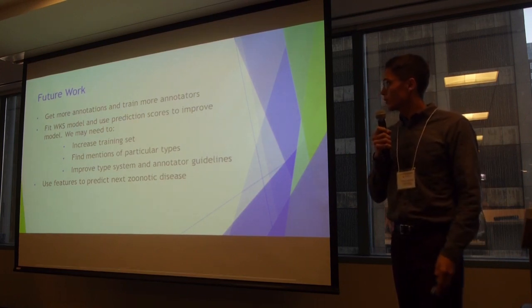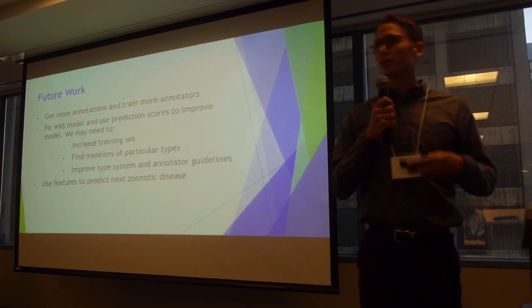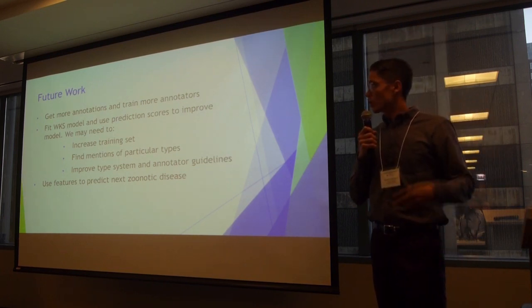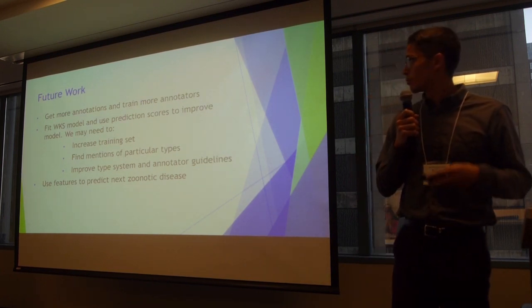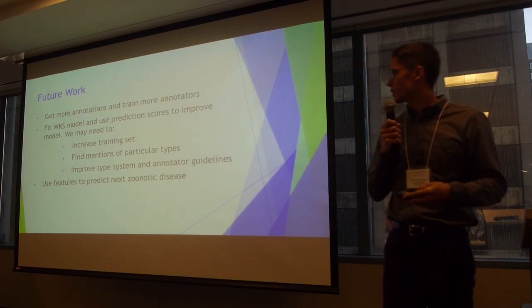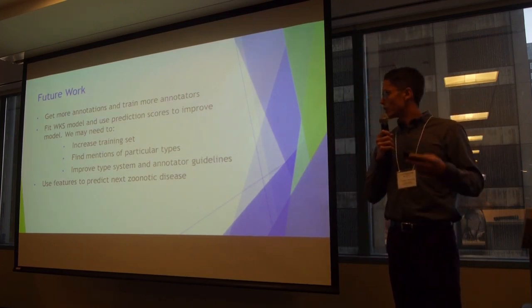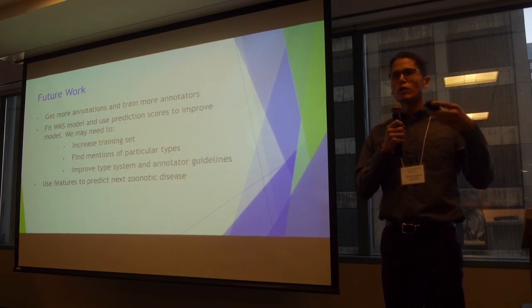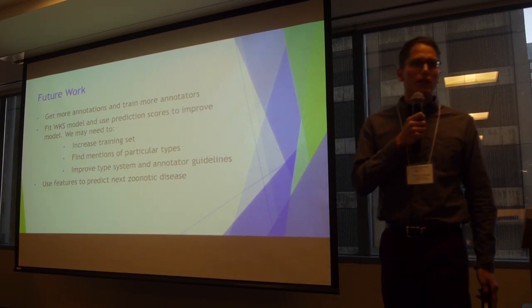Future work includes, like I said, getting more annotations, more training data, and training new annotators. And then once we fit the model, it'll be an iterative process of improving our type system, improving the annotations, and then fitting it again until eventually we're getting the features out of that academic literature and then using those features to predict the next zoonotic disease.